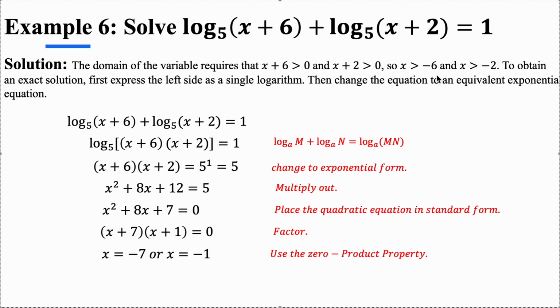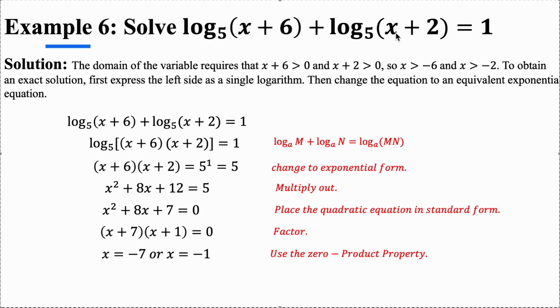Well, remember, the biggest number I have here is x is bigger than -2. So I want my x value to be bigger than -2. Well, the only number that's bigger than -2 in this case is then -1. What happens if x equals -7? Well, I'll plug a -7 here. -7 plus 6 is -1, and you can't take the logarithm of a -1.